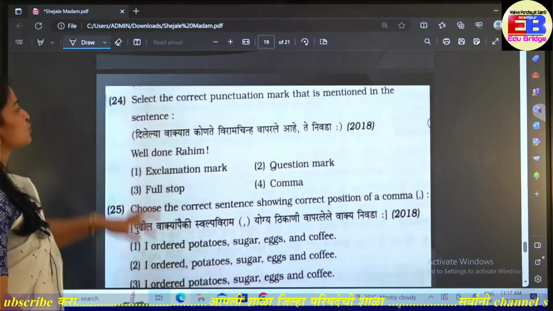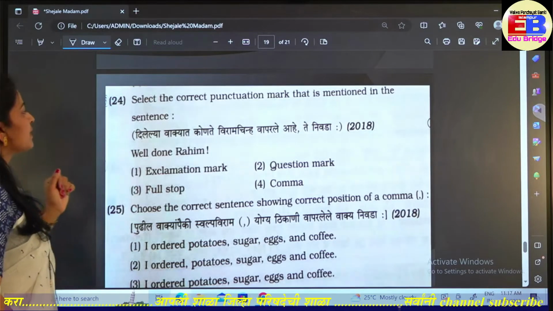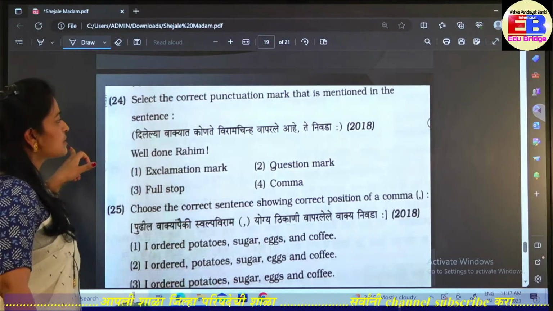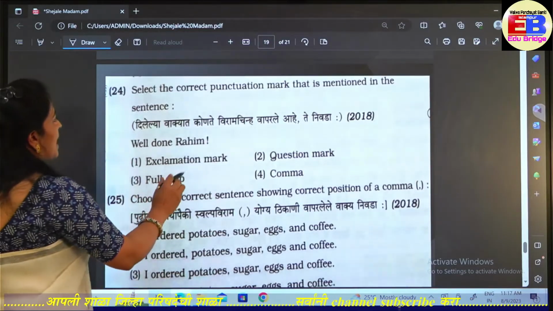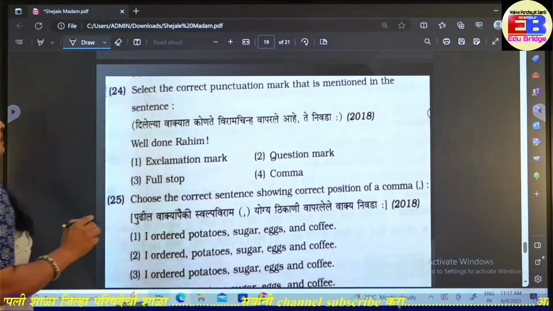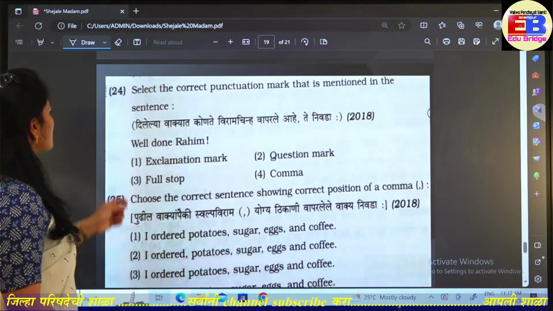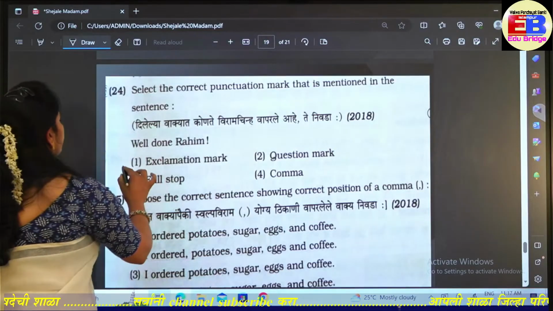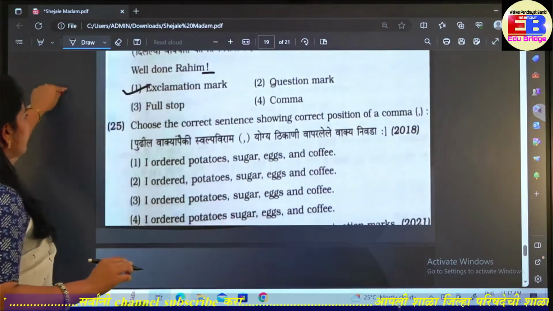Select the correct punctuation mark that is mentioned in the sentence. The same question was asked in the 2018 examinations, in the 2018 paper. What is said here? Select the correct punctuation mark that is mentioned in the sentence. Which punctuation mark has appeared? Here it is the exclamation mark, you can notice it here. So the right option is 1.